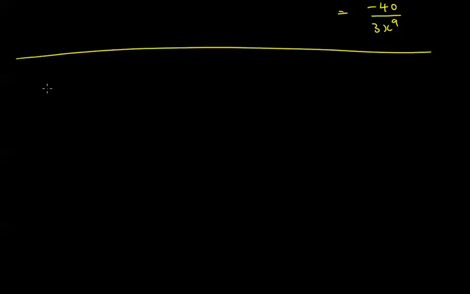Something along the lines of this: f of x equals 6x cubed minus 5 over x plus 7. Okay, what happens here? Well, first of all, I'm just going to rewrite this bit here.